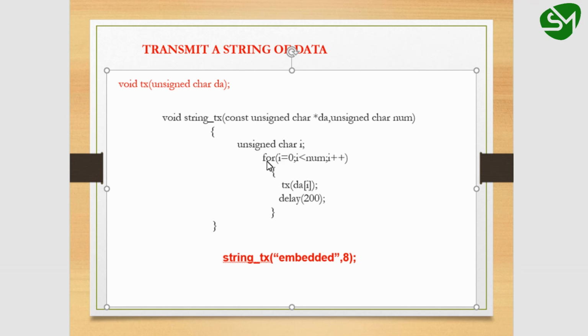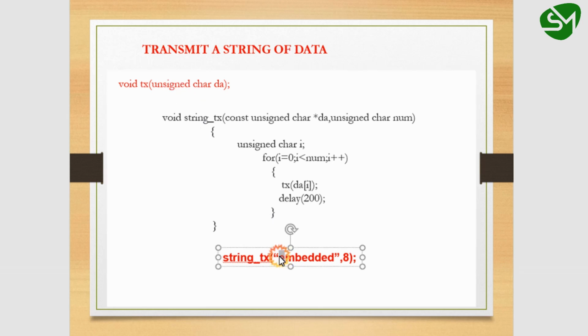Initially, when i equals 0, the condition i less than num is checked. So 0 is less than 8, which is true, so the control comes over here. TX of DA of 0 will be passed to the UART bus using the TX function. DA of 0 is nothing but E. So this character E is passed to the UART bus, and after a small microsecond delay, this i value is incremented.